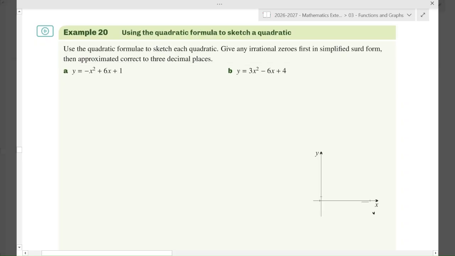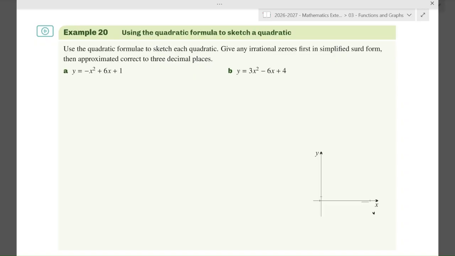But anyway, all right. What we're going to do is work out whether we have roots that are real or unreal. So we're going to do the discriminant first. So let's have a look. What we're going to do first is tell me about this first one.